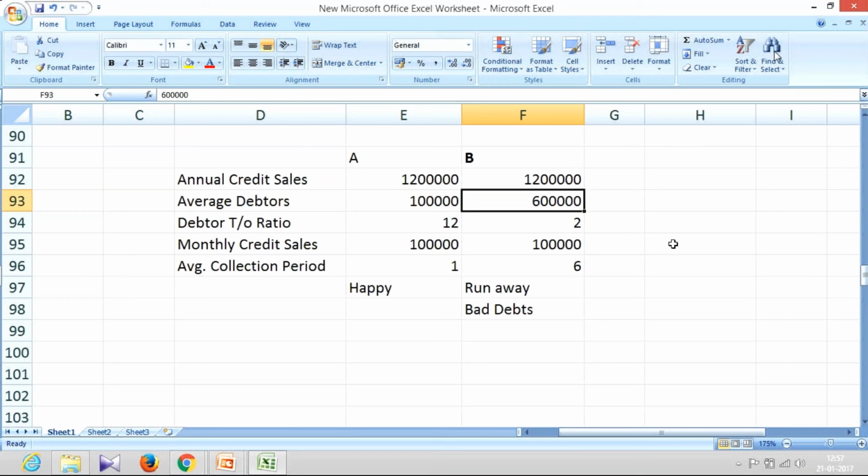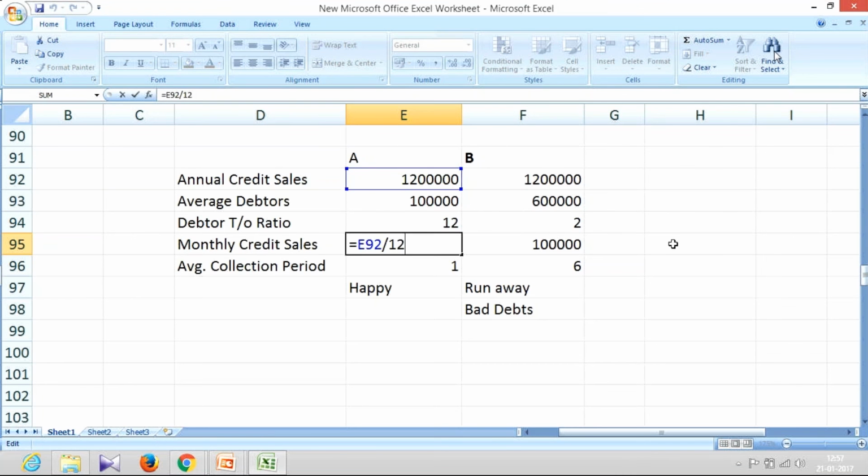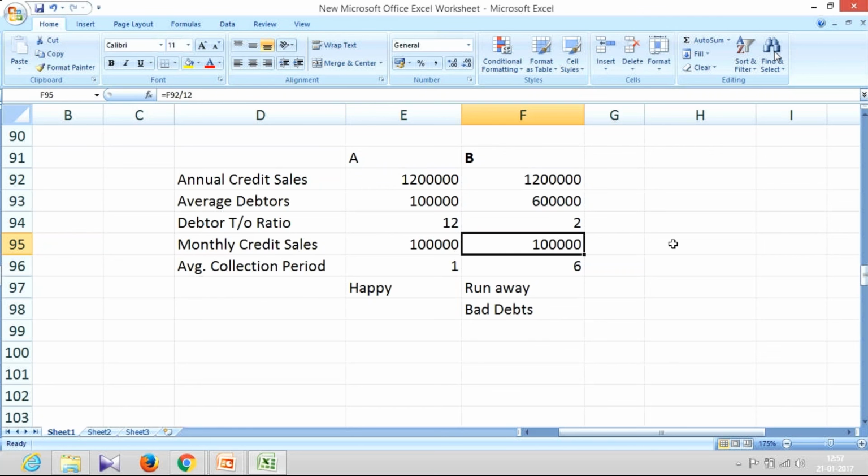And the same if I measure in terms of period, we call it the debtors collection period or average period. What I'll do is I'll find out the monthly sales. It is simple: annual sales divided by 12 months. Over here also it is annual sales by 12 months, it is 1 lakh. Now my monthly sales are 1 lakh, my average debtors are 1 lakh and 6 lakh. If my monthly sales is 1 lakh and my average debtors is 1 lakh, I can say I am having debtors of 1 lakh, which is equivalent to 1 month's sales, so I can say my collection period is 1 month.